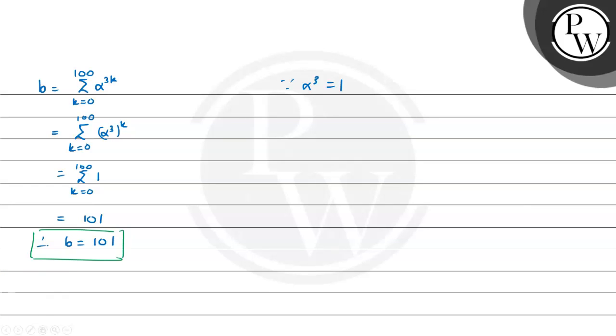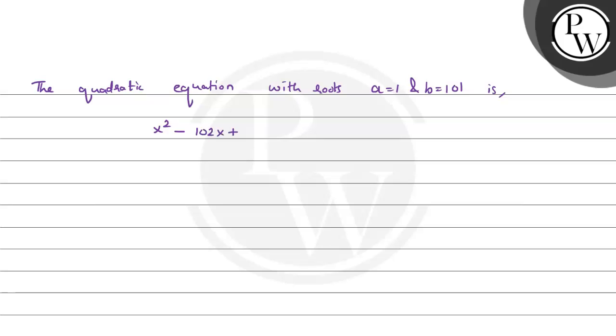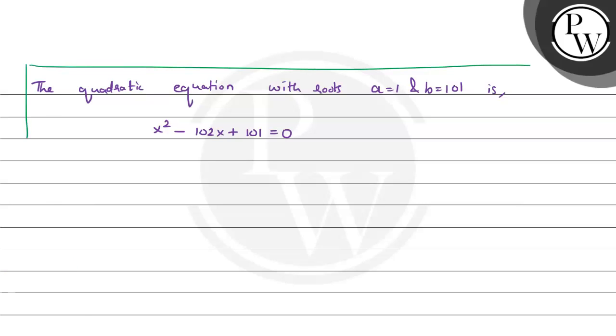Now let's use the values of A and B to get the required quadratic equation. So the quadratic equation with roots A equals 1 and B equals 101 is x squared minus the sum of roots, that is 1 plus 101, that is 102, times x, plus the product of A and B, that is 101, equals 0. So the required quadratic equation is x squared minus 102x plus 101 equals 0.